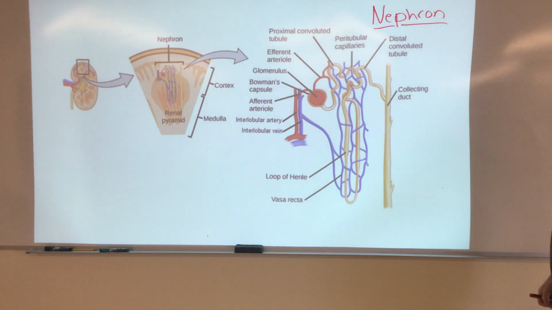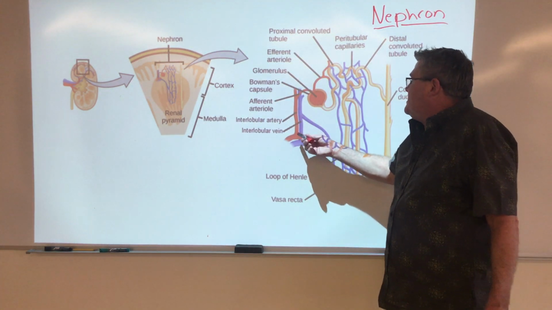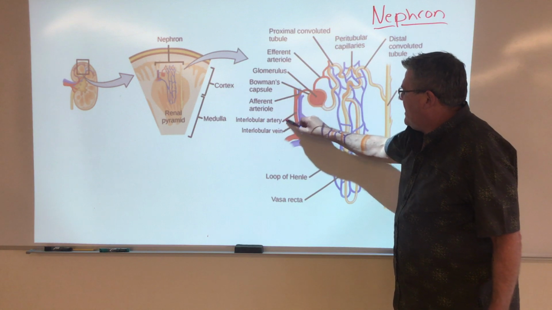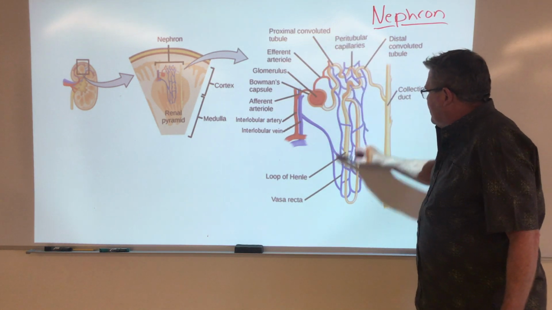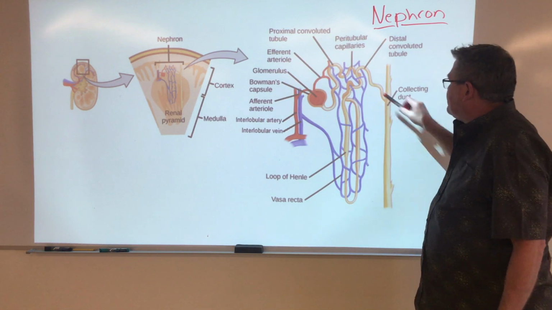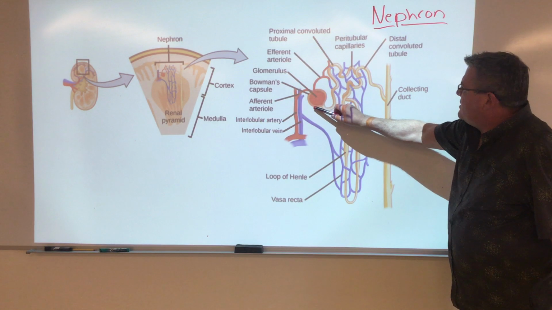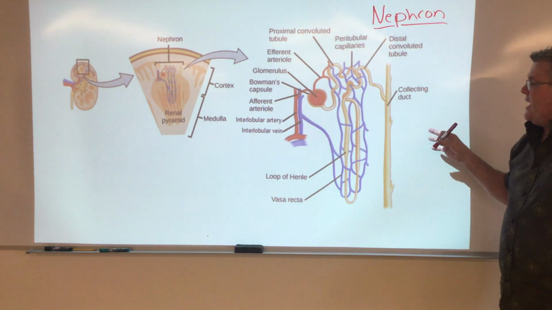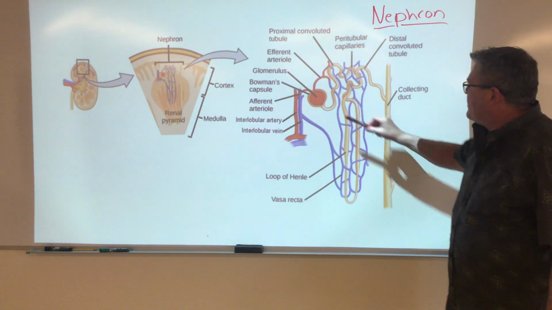This is where it all happens. Now we see our interlobar veins, our afferents. Here's an interlobular artery. And then we see all of these capillaries that are out here all over the place. And then we've got this weird thing called a Bowman's capsule. I'll go all through this on the next one as well. I just want you to be able to follow the flow.